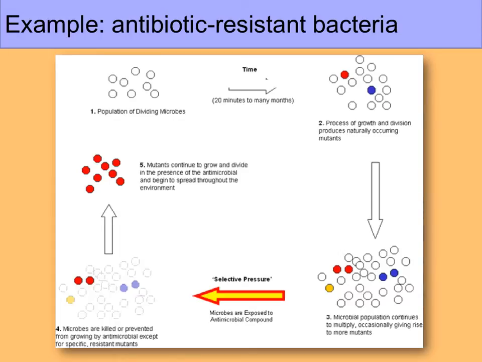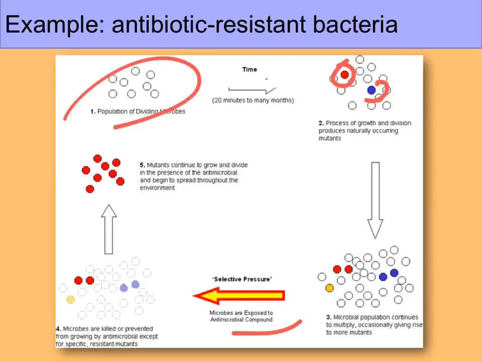So this is kind of what happens with antibiotic resistance. We end up with a population of bacteria. In time, mutations show up. In this case, most of the bacteria are still white, but there's a few mutations that are red and blue. Process of growth and division. So there's more and more mutants, as you can see.